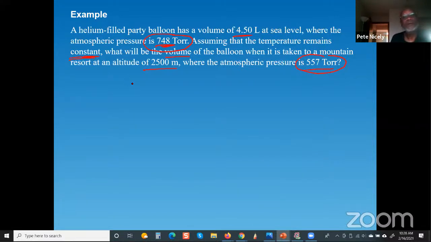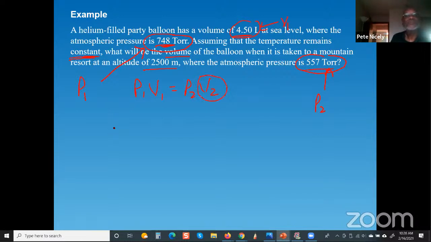Okay, so the equation we're going to use for this question is P1 V1 is equal to P2 V2. When you're doing a question like this, you need to identify the terms in the question itself. The question says that the initial volume is 4.50 and the initial pressure is 748 torr, and it tells you that the final pressure is 557 torr. So the initial volume here, V1, is the 4.50. The initial pressure here, P1, is the 748, and the final pressure here, P2, is the 557 torr, right? What the question is asking for is V2.